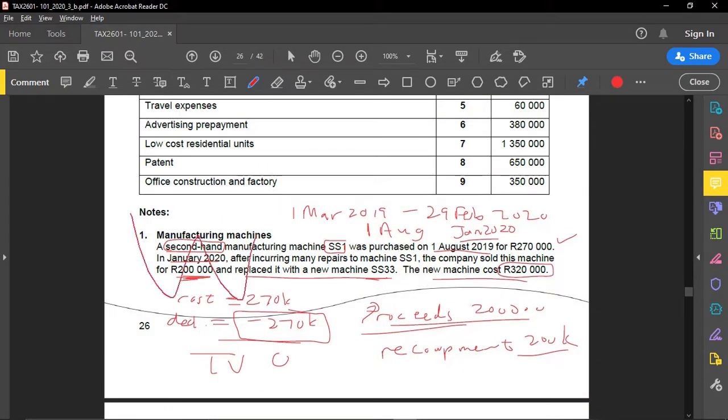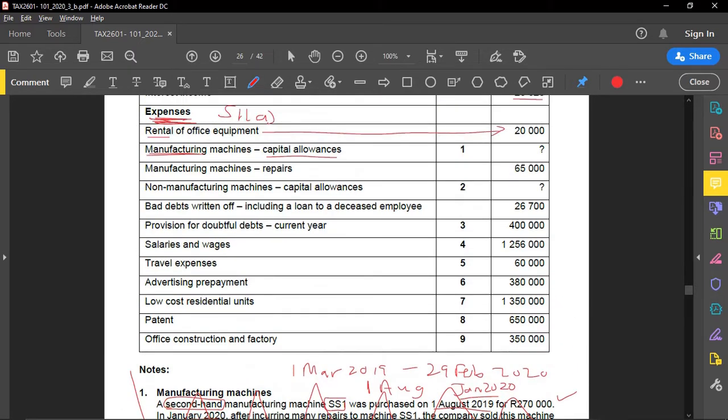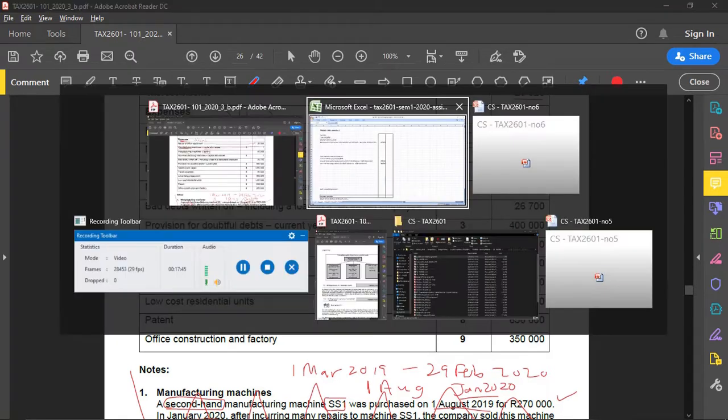Now I've looked at all of this. Once you've looked at something, you don't have to look at it again. Move on, go to the next section or question. So we go back up to the top. We've answered the first one. Second one, manufacturing machines in terms of repairs. Remember, if I'm looking at the repairs, and this is for an asset that's being used to generate income, that meets the definition of a Section 11A general deduction. So, 65,000 repairs.